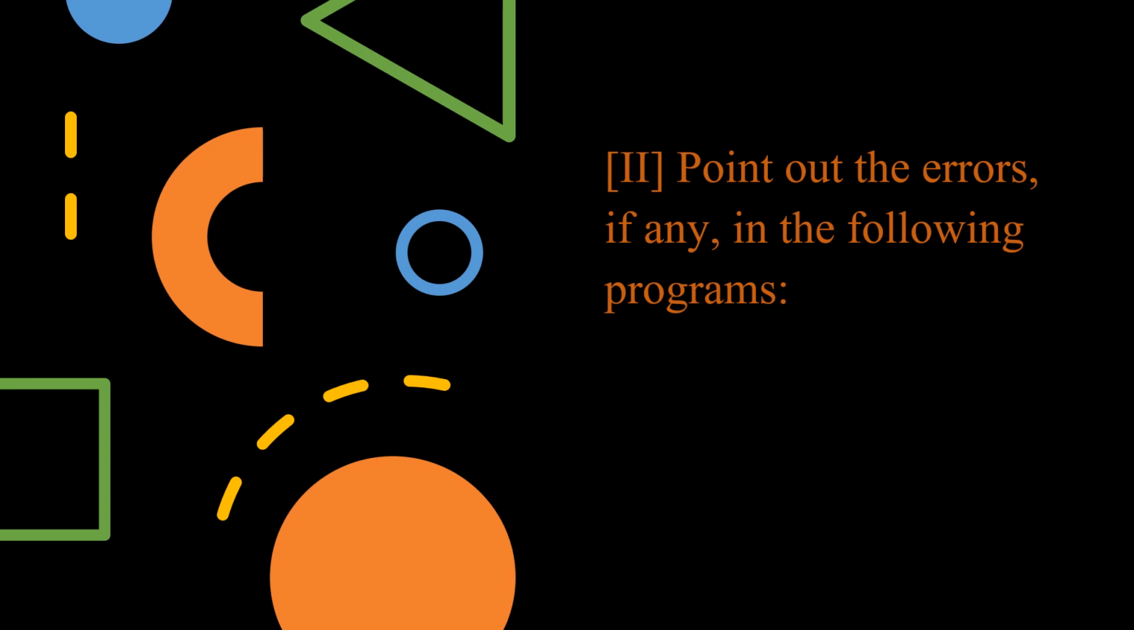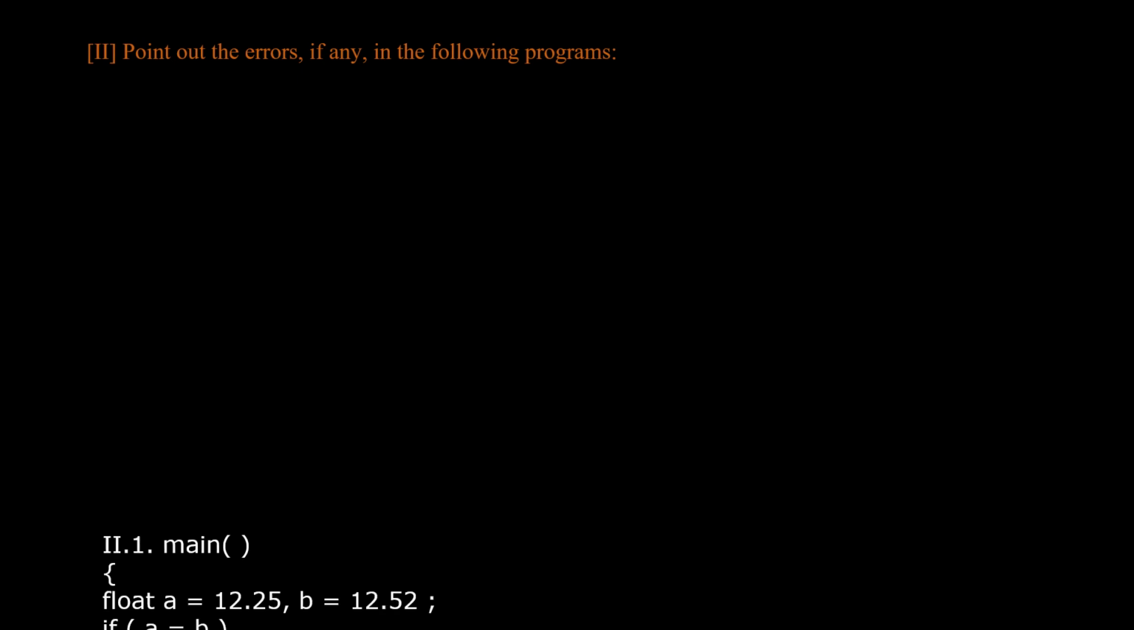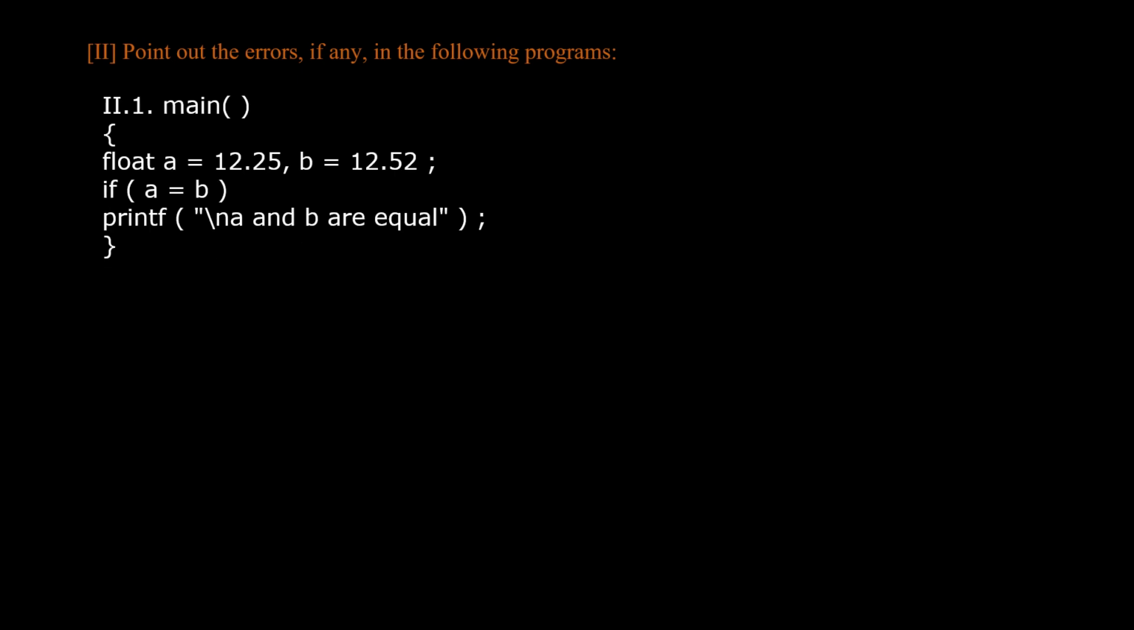Section 2 is point out the errors if any in the following programs. So first question is A is 12.25, B is 12.52, if A equal to B, printf. So is there any error in this? Let's see the answer.